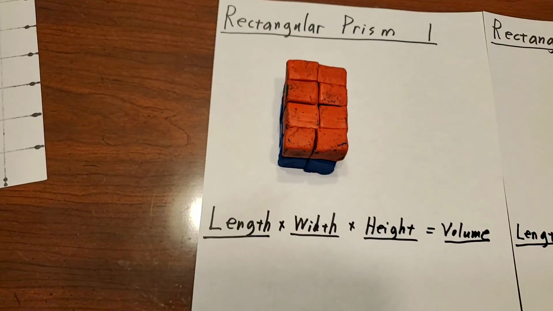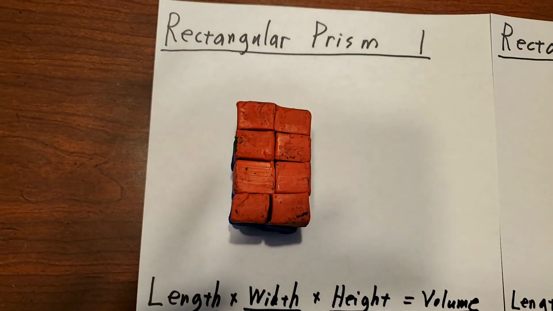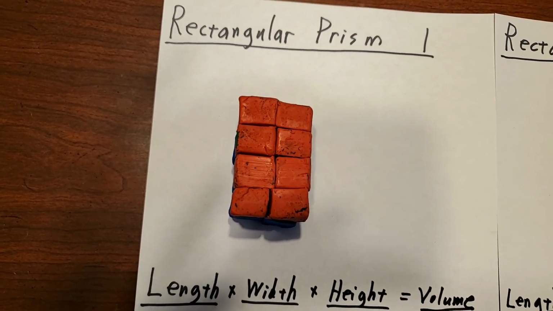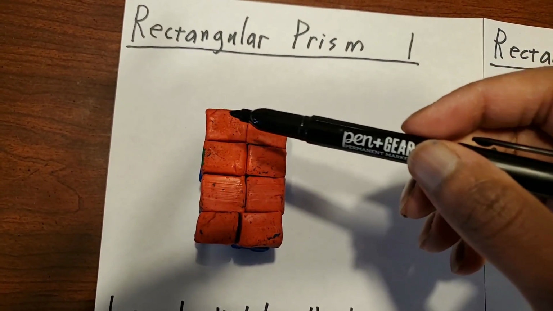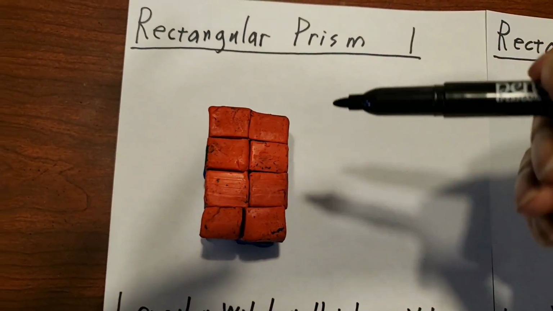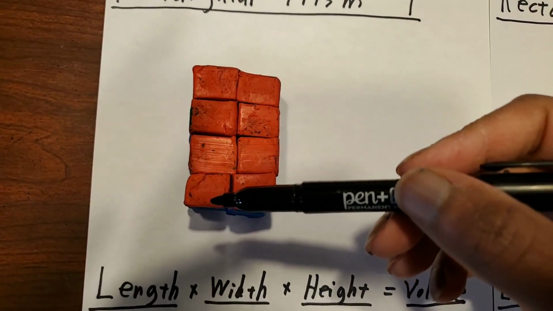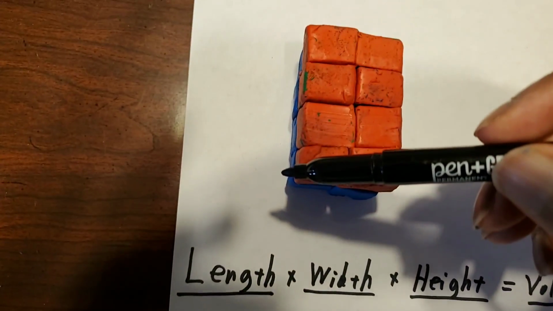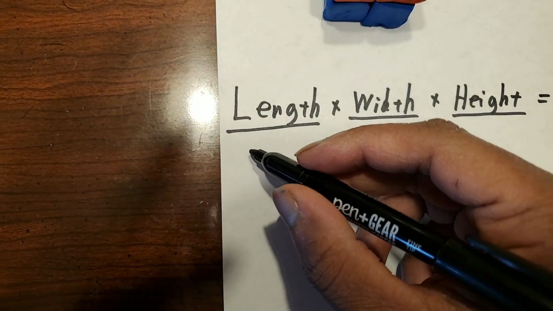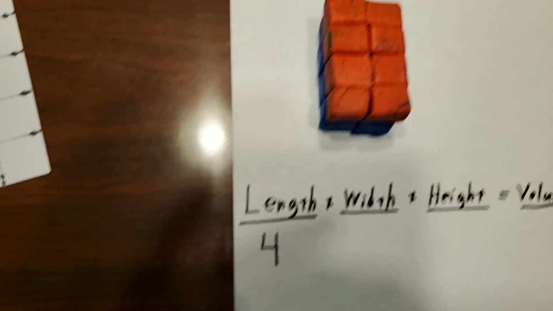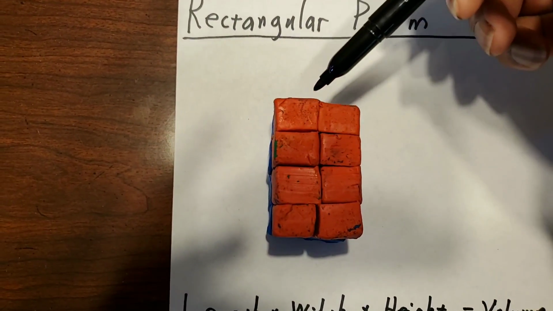Okay. So we're going to measure the length, the width, and the height. Which side is the length? The length is always the longest side. The width is always the shortest side. So let's go ahead and look at the length. Ready, set, let's go. This is 1 inch, 2 inches, 3 inches, 4 inches. So the length of this object is 4 inches. Let's see what the width is. 1 inch, 2 inches.